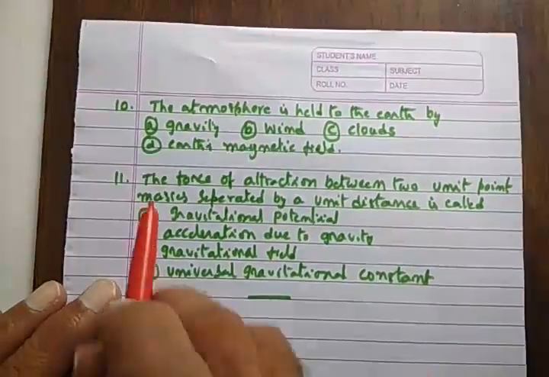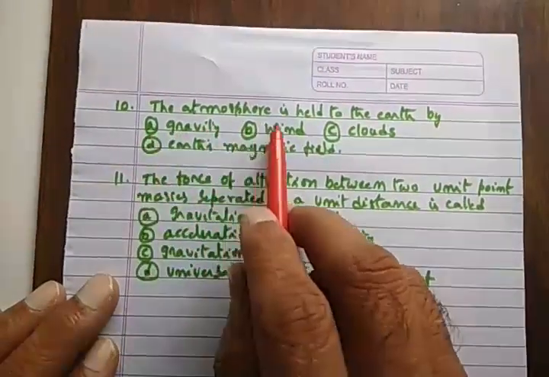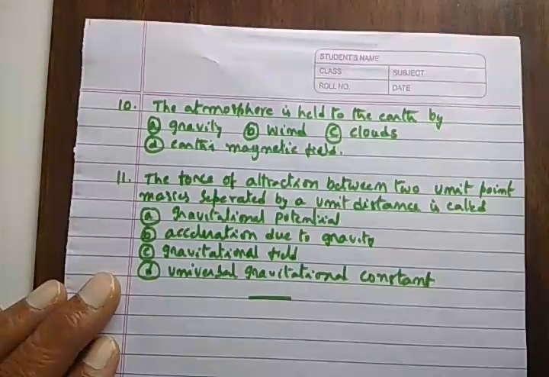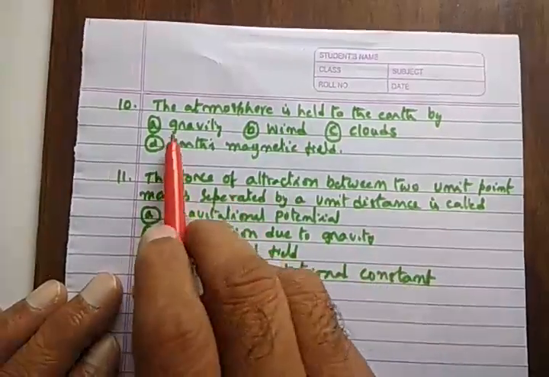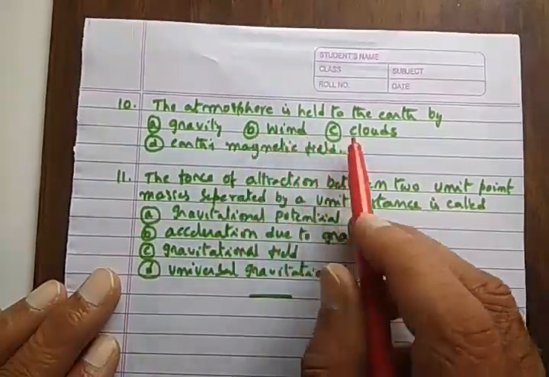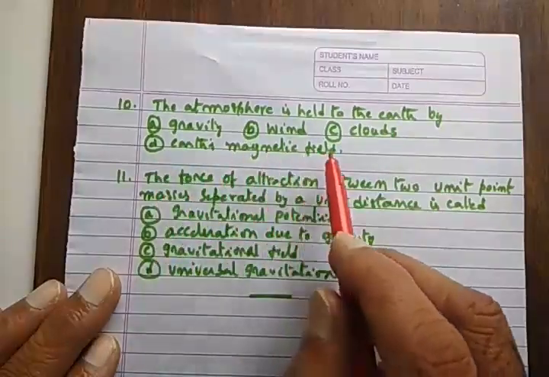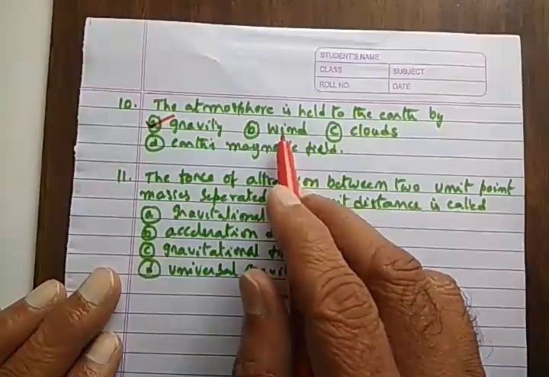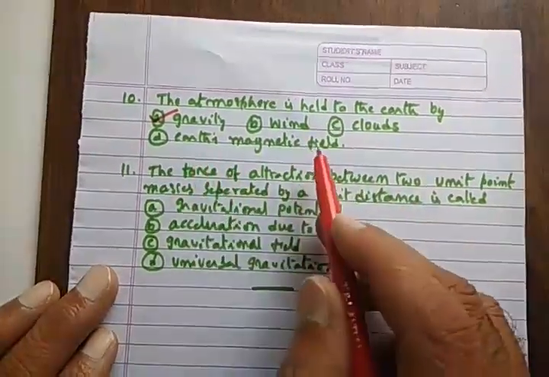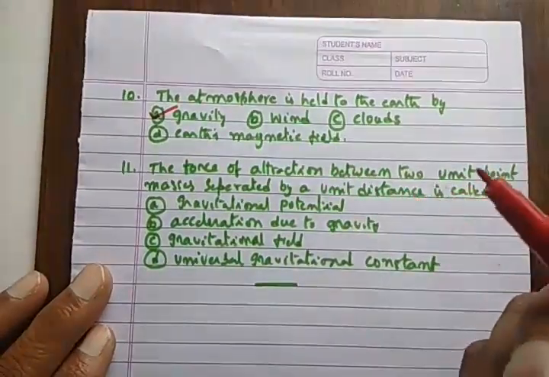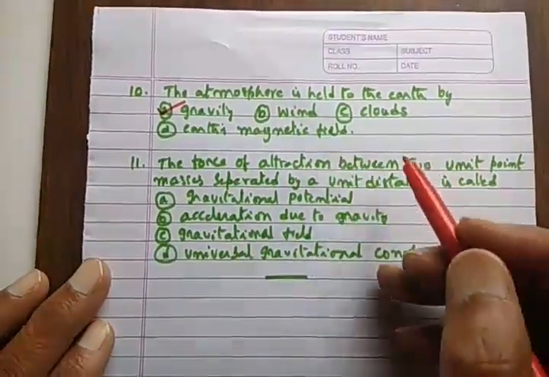Question number 10. The atmosphere is held to the earth by, atmosphere is always with the earth, it is not going away. So it's because of gravity, A, gravity, B, wind, C, clouds, D, earth's magnetic field. Definitely gravity, not wind, not clouds, not earth's magnetic field. Because a magnetic field deflects only the charged particles.